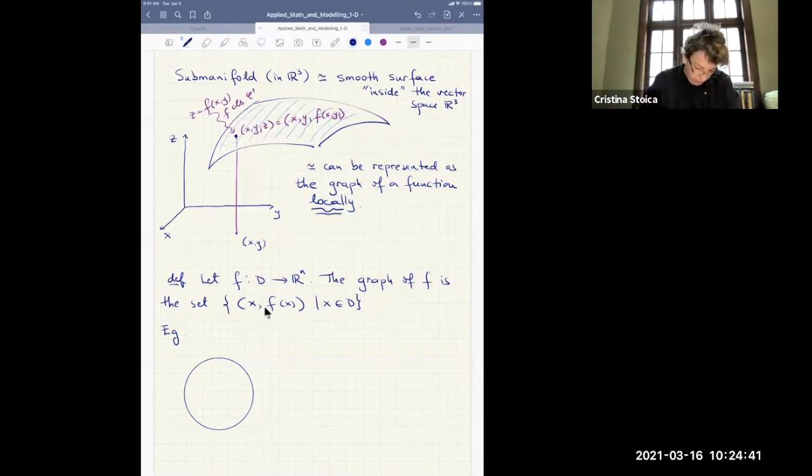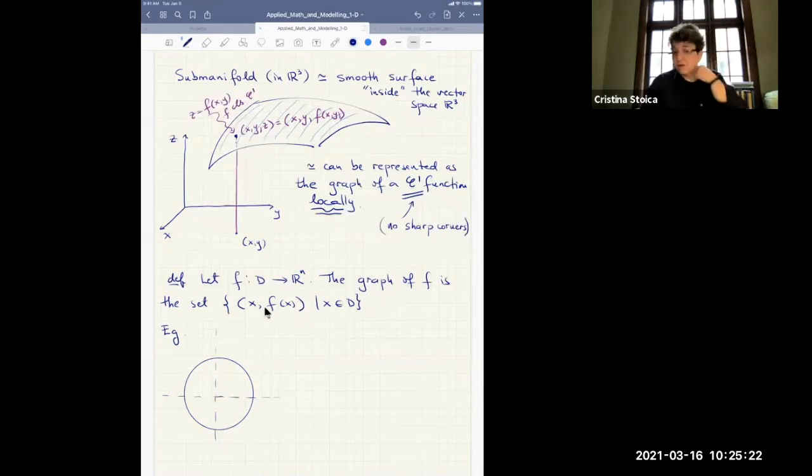However, if I want to represent it as the graph of a function, I will need more than one. And not just any function, but the graph of a function of class C1. Let's put it there because that's essential. This guarantees that there are no corners, no sharp corners, or anything like that.